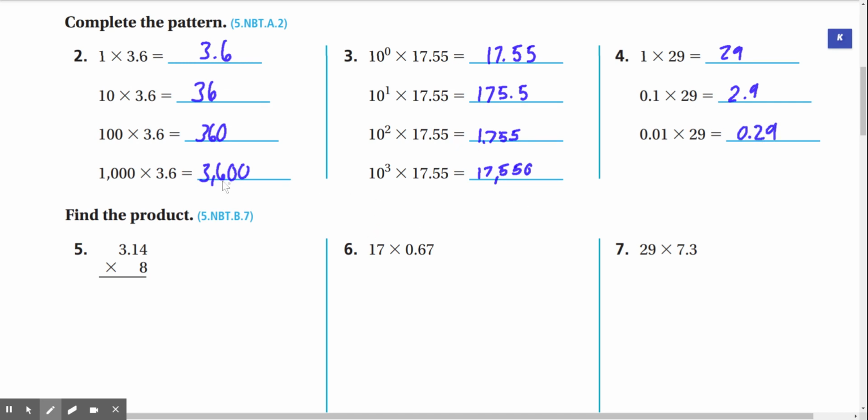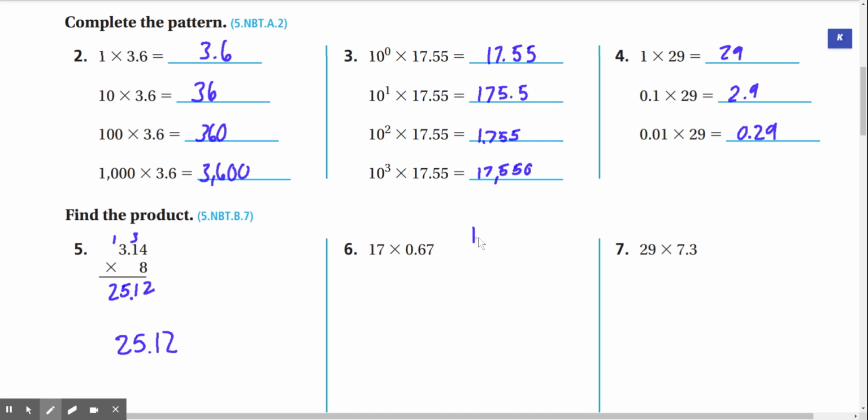Number 5, find the product. 8 times 4 is 32. 8 times 1 is 8, plus 3 is 11. 8 times 3 is 24, plus 1 is 25. And we're going to carry the decimal place. So this will be 25.12.